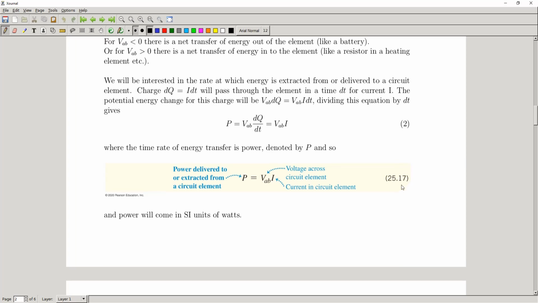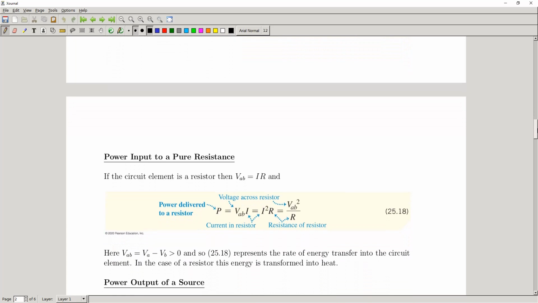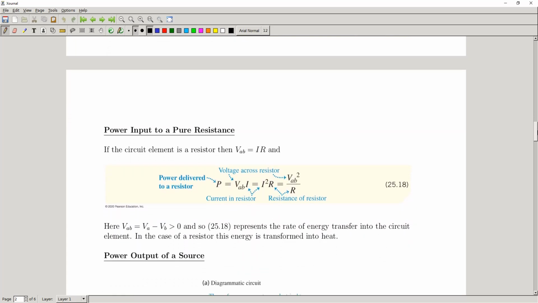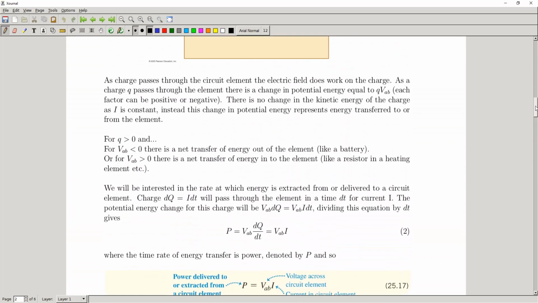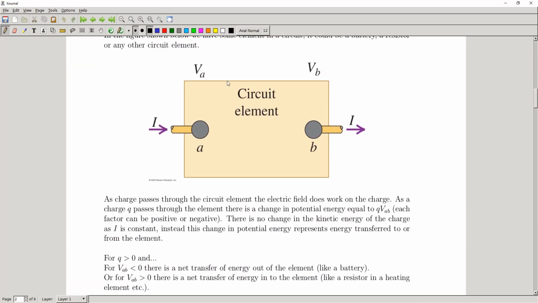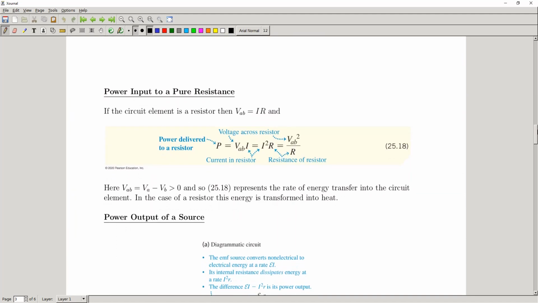Okay, so we want to keep this equation 25.17 in mind. We're going to keep moving on. And so now we're going to think about what if the circuit element that we're talking about in this beige box here is known to be a resistor? So what if we have power input into a pure resistance?